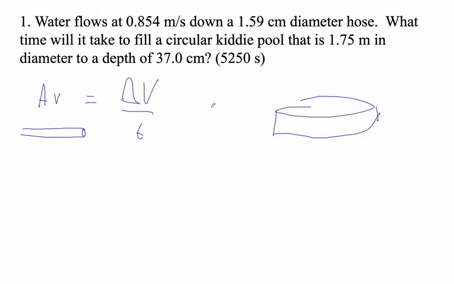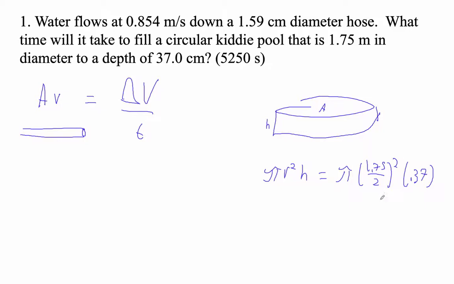So let's figure out the volume of this thing. The volume is going to be pi r squared times h, right? Because it's the area of the top times the height. So let's figure that out. That's going to be pi times 1.75, and that's meters, divided by 2 squared, and then times 37. Okay, here we go.